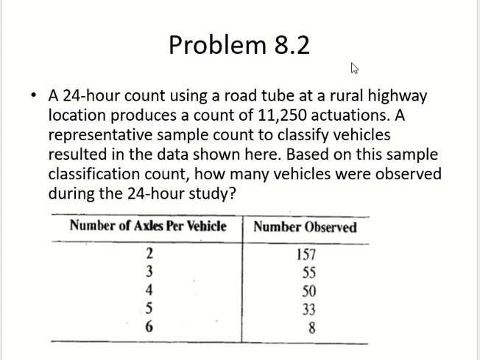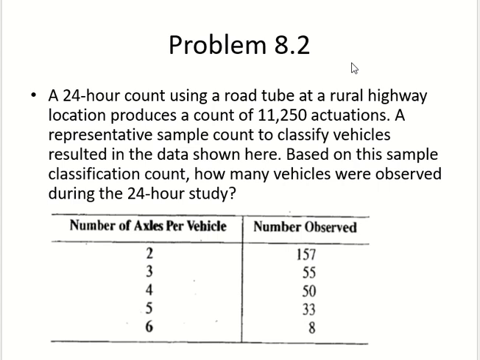So what do we do at the same location? We take a small sample manually. For example, we have this case where the tube was used for 24 hours. In 24 hours, it gave us a count of 11,000 or so axles. On the same location, we did a small manual study. In that study, we were counting the number of axles as well as the number of vehicles.